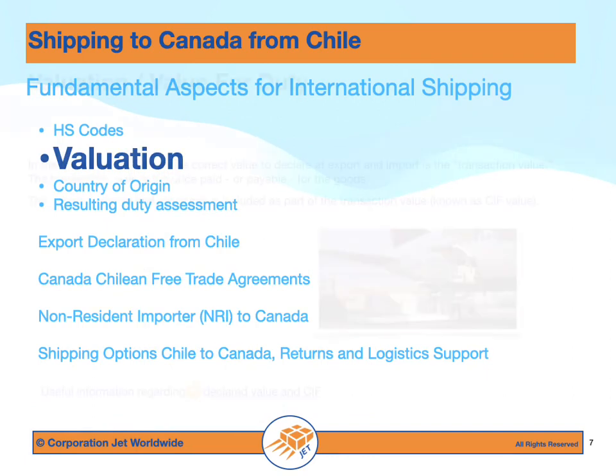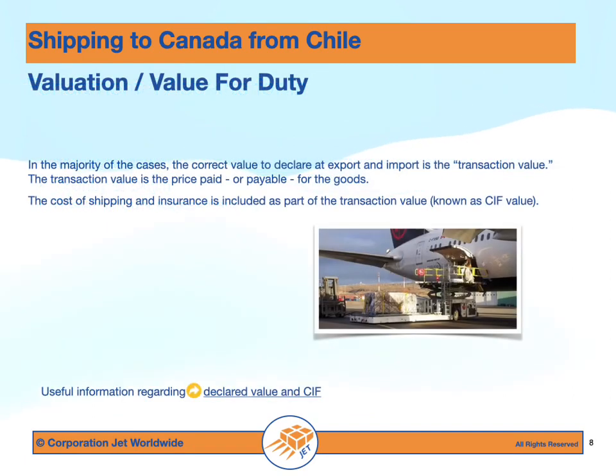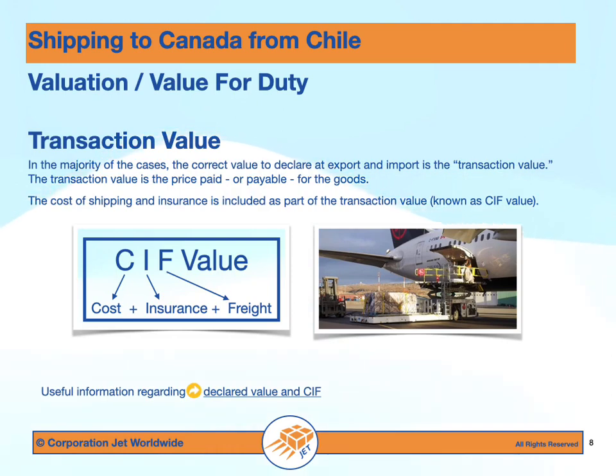Declared value. In the majority of cases, the correct value to declare at export and import is the transaction value. The transaction value is simply the price paid or payable for the goods. Canadian Customs, CBSA, considers the value for duty to be the cost of goods plus shipping and insurance, known as the CIF value, cost, insurance, freight.